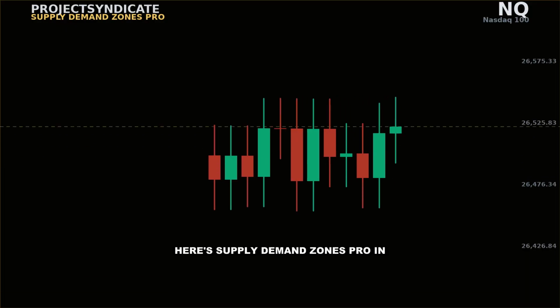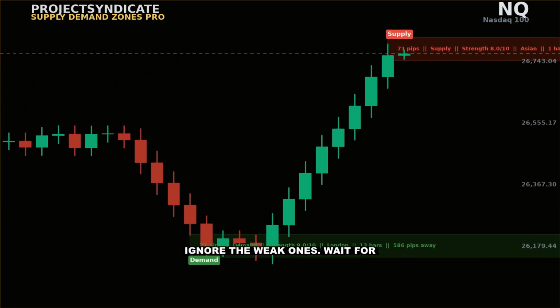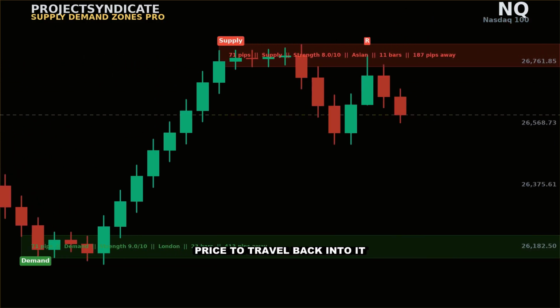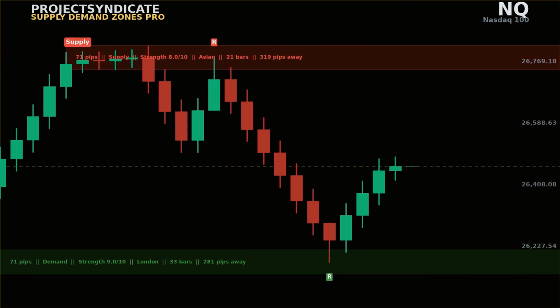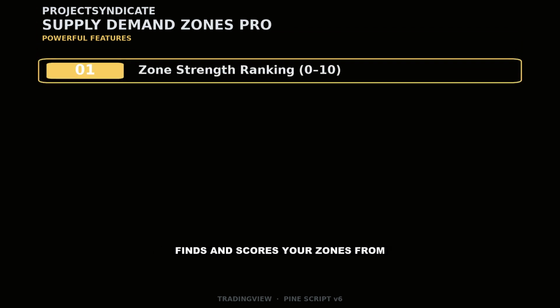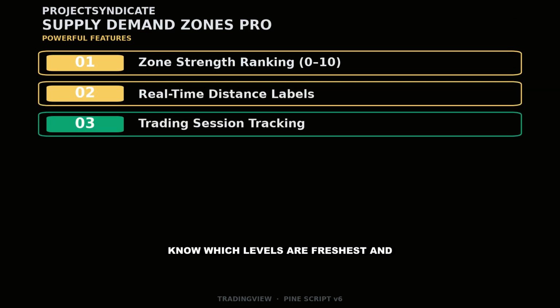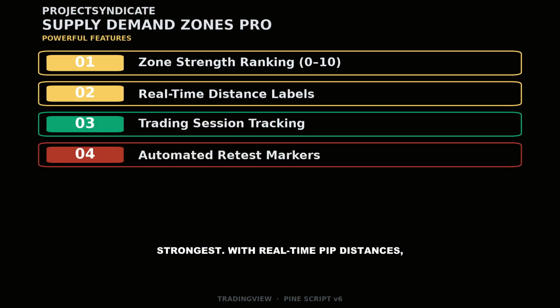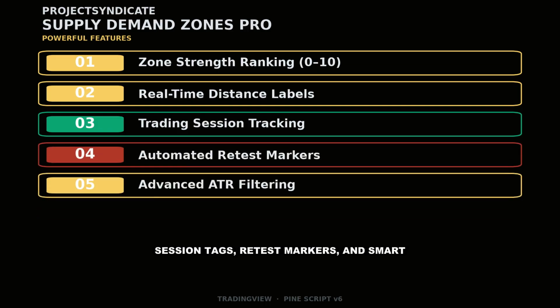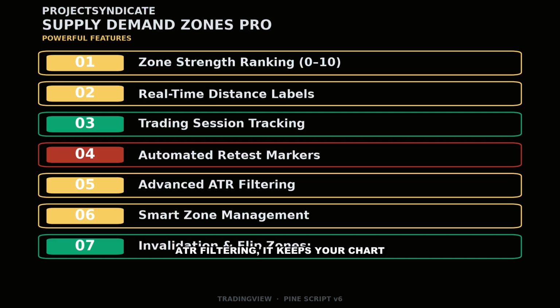Here's Supply-Demand Zones Pro in practice. Find the strongest zone and ignore the weak ones. Wait for price to travel back into it rather than chasing. Supply-Demand Zones Pro automatically finds and scores your zones from 0 to 10, so you instantly know which levels are freshest and strongest. With real-time pip distances, session tags, retest markers, and smart ATR filtering, it keeps your chart clean and your high-probability setups front and center.